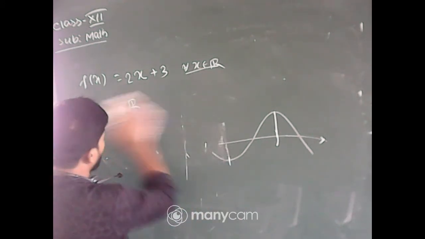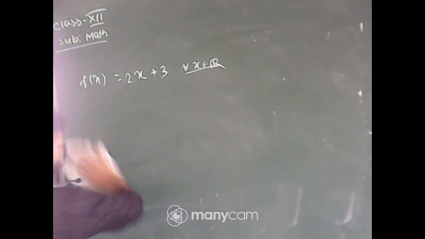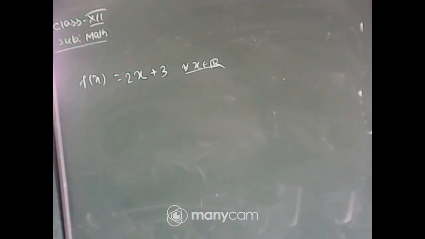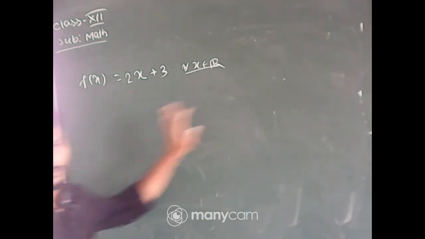Now look, I have given an example: f of x equals 2x plus 3. We have to check whether the function is an increasing function or a decreasing function on its domain. It has two procedures, and we'll solve the problem both ways.